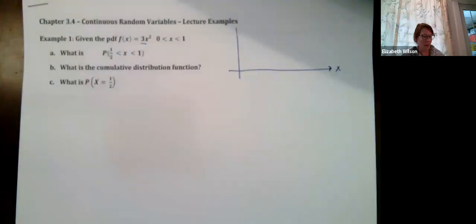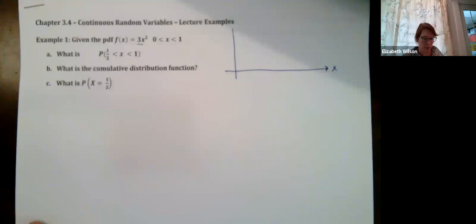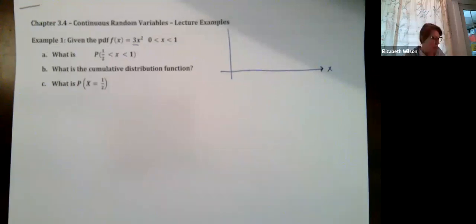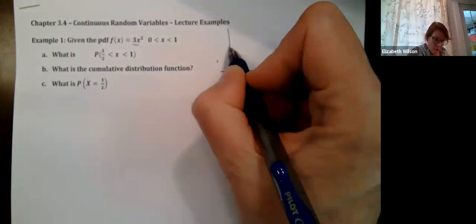Example 1 on 3.4. So I've got 3x squared. I'm just going to graph it out just so I can see. I like to look at pictures. So here's 1, here's 1/2, 1, 2, 3. So this is a parabola. It's going to look roughly like this. Okay. So here's our probability density function.